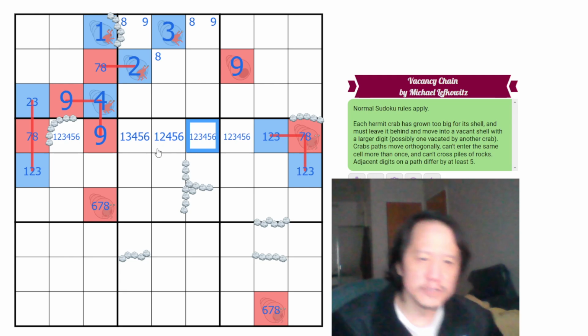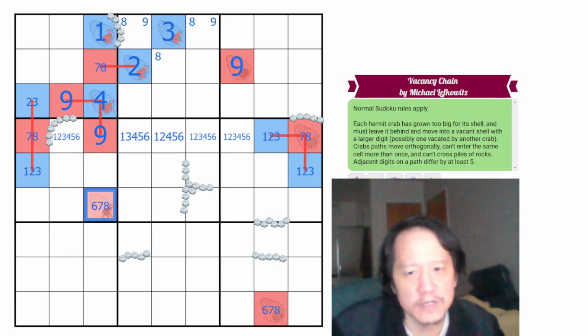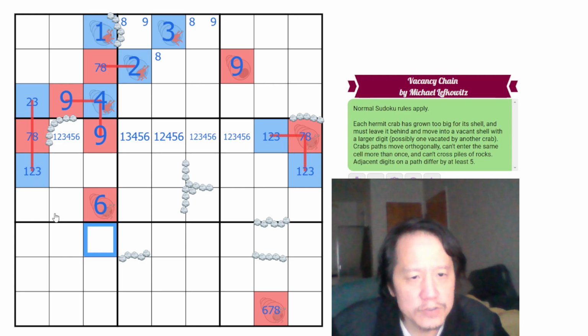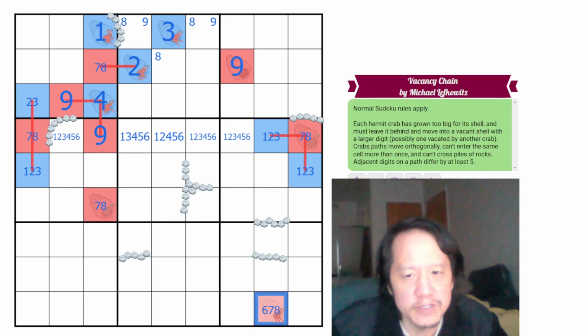Can this ever be 6? If this is 6, neither of these can be 1. So 1 would have to be both here and here. So this can never be 6. So this is a 7 or 8, which forces this to be the 6. So this 4 has to connect with the 6 somehow.